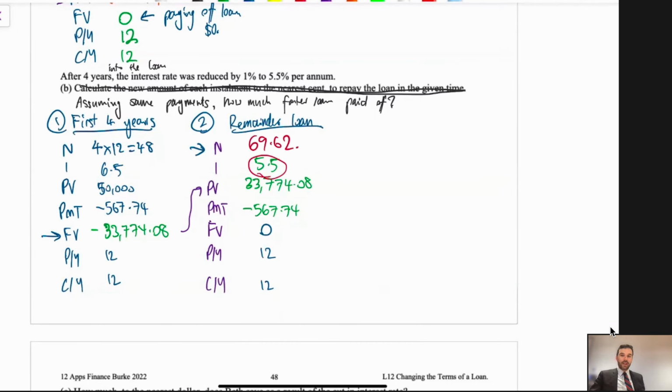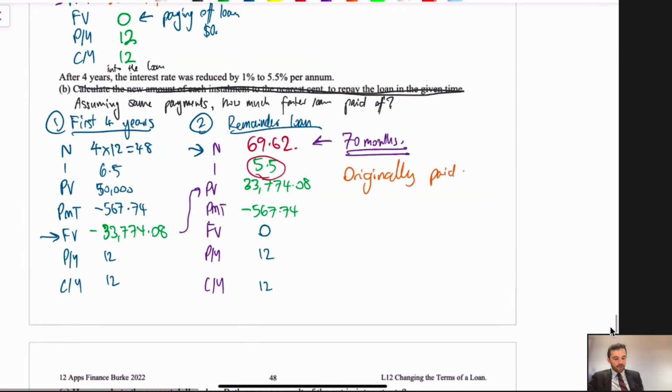Okay, now let's wrap it all up. How much faster are they going to pay off this loan? Well, we know they have to wait 70 months for the second part. So how long have they spent in total? Originally, they paid off the loan in 10 years, which is 120 months.